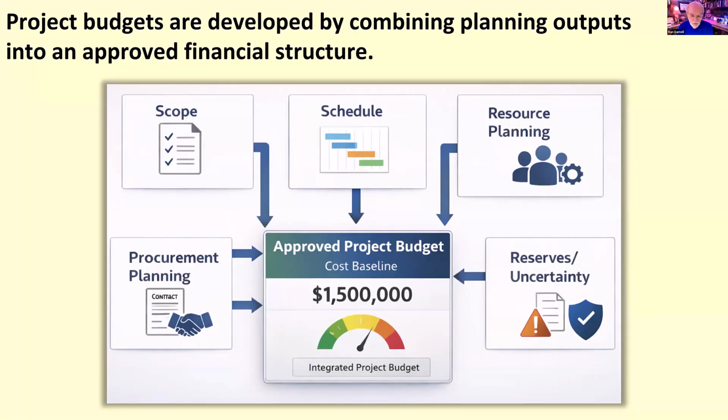Once those inputs are available, the project team can begin estimating costs and aggregating them into a more complete project budget. At that point, budgeting becomes more than just a list of estimated expenses. It becomes that financial structure that will eventually support the approval of the project, governance of the project, and later control. We also have reserve decisions that are part of this process because projects operate under uncertainty.